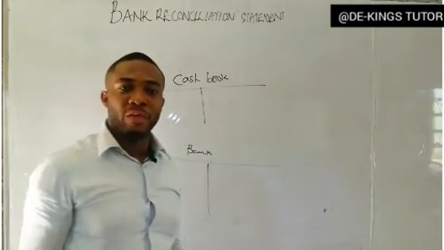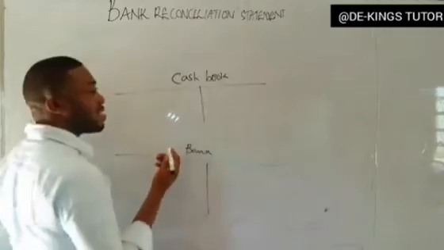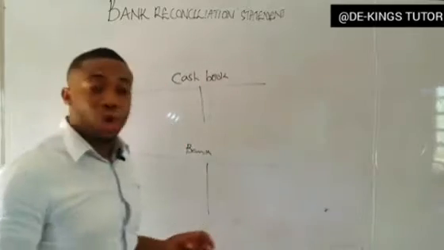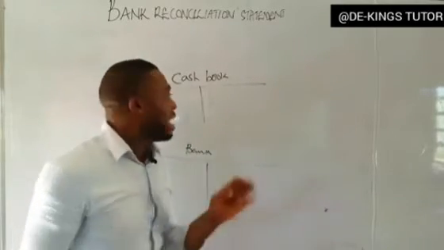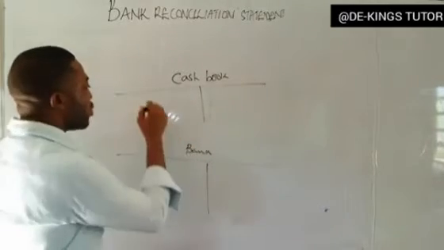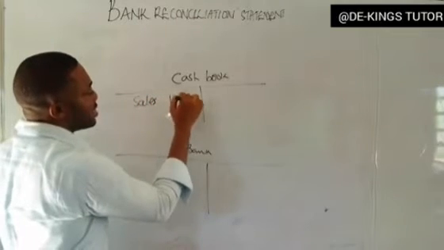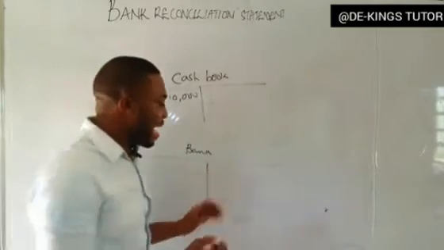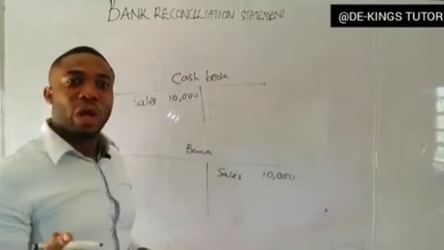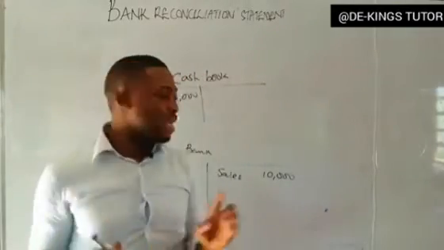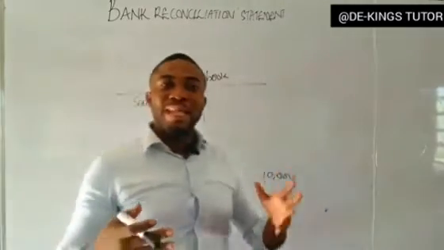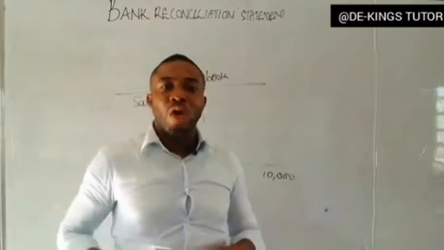Now, if a customer, for instance, pays in money for sales, and the money comes to the bank account of the businessman, the businessman will debit his cash book, because he's receiving the money as sales, let's say 10,000. And also, the bank account is being credited with the amount on behalf of the businessman, 10,000. That is why whenever an individual receives money in his bank account, the account is being credited.